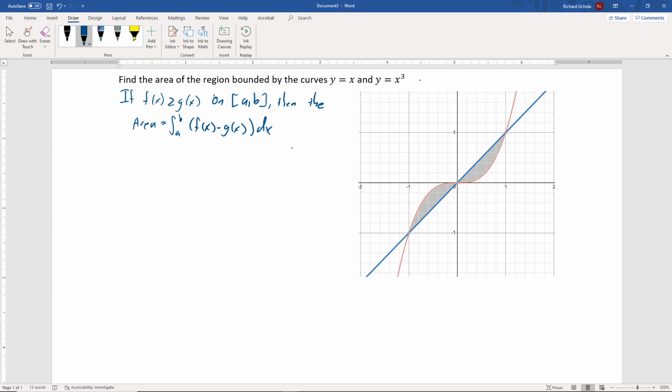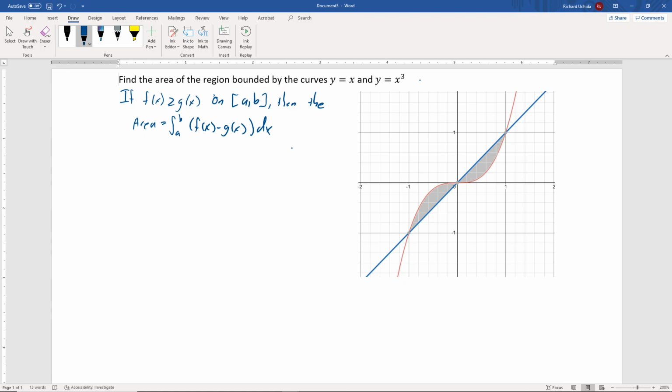But now if you notice for this graph, it looks like from negative 1 to 0, the graph of x cubed is above the graph of x. But from 0 to 1, the graph of y equal to x is above the graph of y equal to x cubed. So what do we do in this case? Because if we just tried to find the integral from negative 1 to 1 of one function minus the other function, it actually wouldn't matter which one, we'd end up getting 0 as the answer.